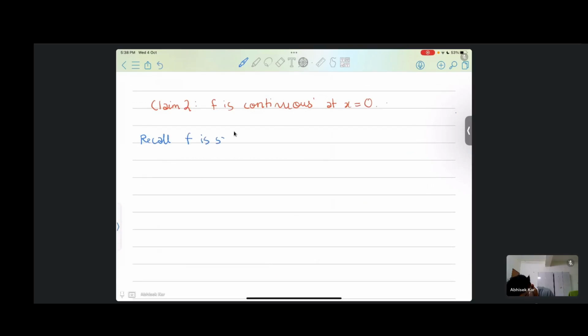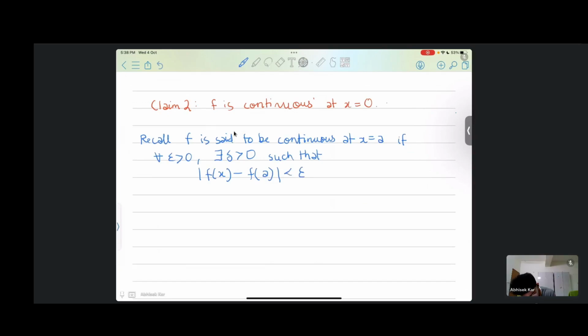f is said to be continuous at x equal to a if for every epsilon greater than 0 there exists delta greater than 0 such that mod of f(x) minus f(a) is less than epsilon whenever mod of x minus a is less than delta.